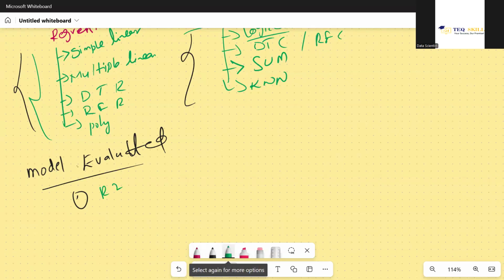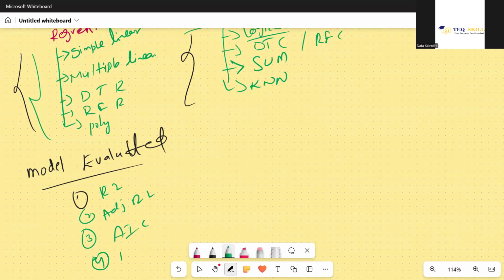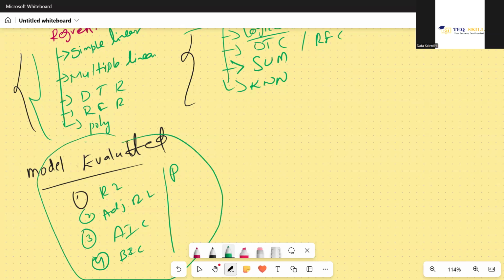R square and adjusted R square. I think you have already seen all this, right? And AIC and BIC, Akaike and Bayesian, and based upon the significance, p-values and all, we can finalize our models, or evaluate our regression models.